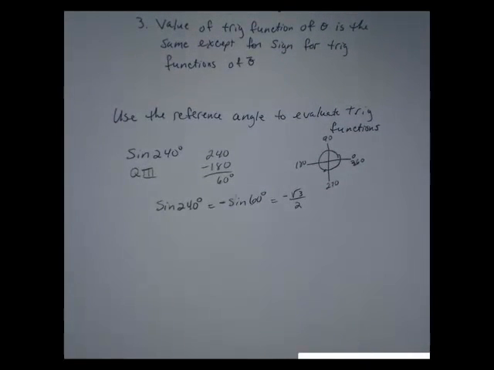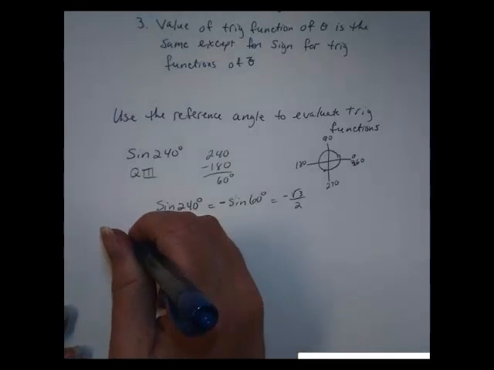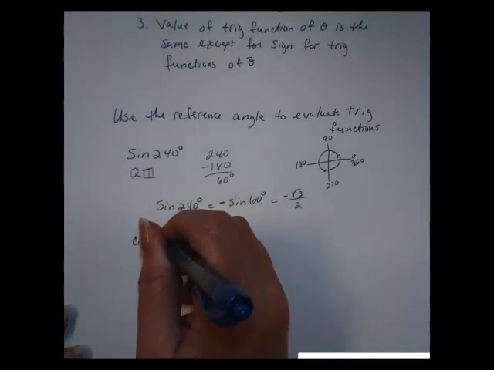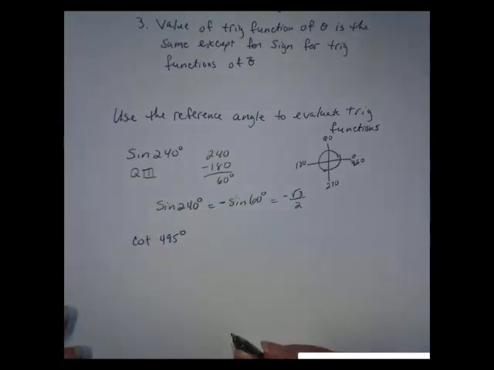Alright, so let's look at another one. What if we want to find cotangent of 495 degrees?